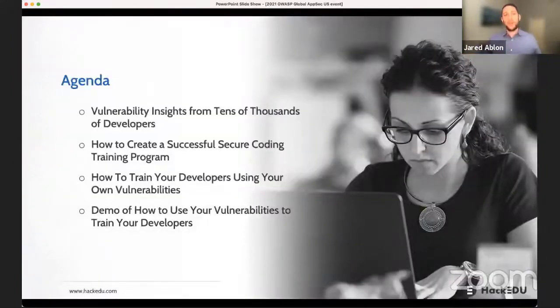I'm going to start with some interesting things that we found from training tens of thousands of software developers. I'm going to go over how to create a successful secure coding training program. Then I'm going to talk more about the title of the presentation: how do you train developers using your own vulnerabilities? And then I'm going to do a demo of our platform and show you how you can do this in practice.